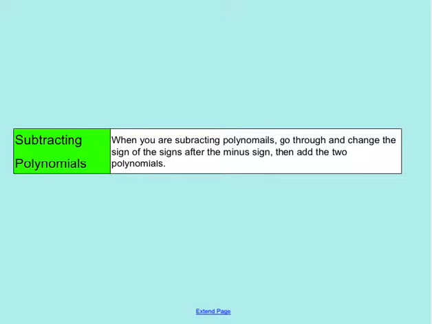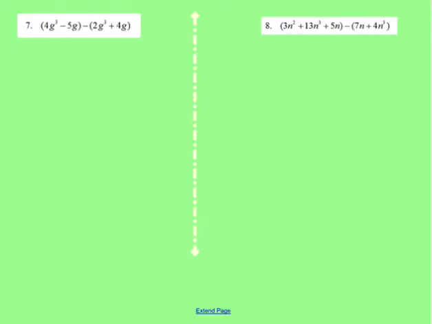So when you subtract polynomials, you want to make sure you go through and you change the signs of everything after the minus sign. And then you're going to add the two polynomials. So there's going to be a parenthesis after the minus sign. Every single term in that parenthesis has to change. So let's take a look at what that would look like.